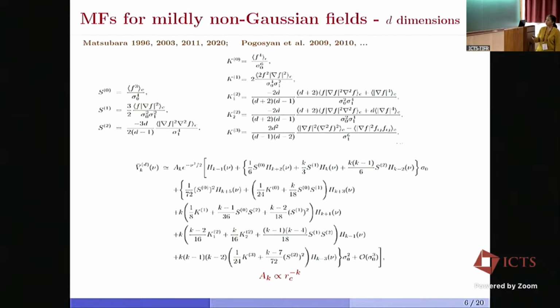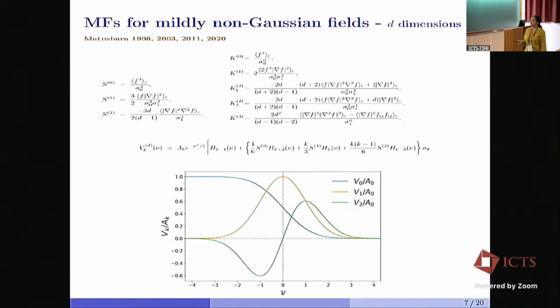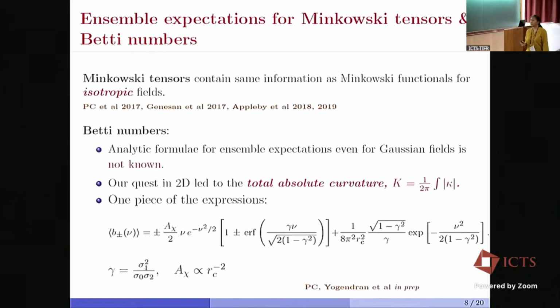Okay, so this is known previously, and so we have the Gaussian formula like this, and what we are interested in is mild deviations from these Gaussian shapes. Okay, so that was for Minkowski functionals. So we can ask about ensemble expectations for the tensorial, second rank tensors. That is something we computed over the past several years. So we had computed for Minkowski tensors.